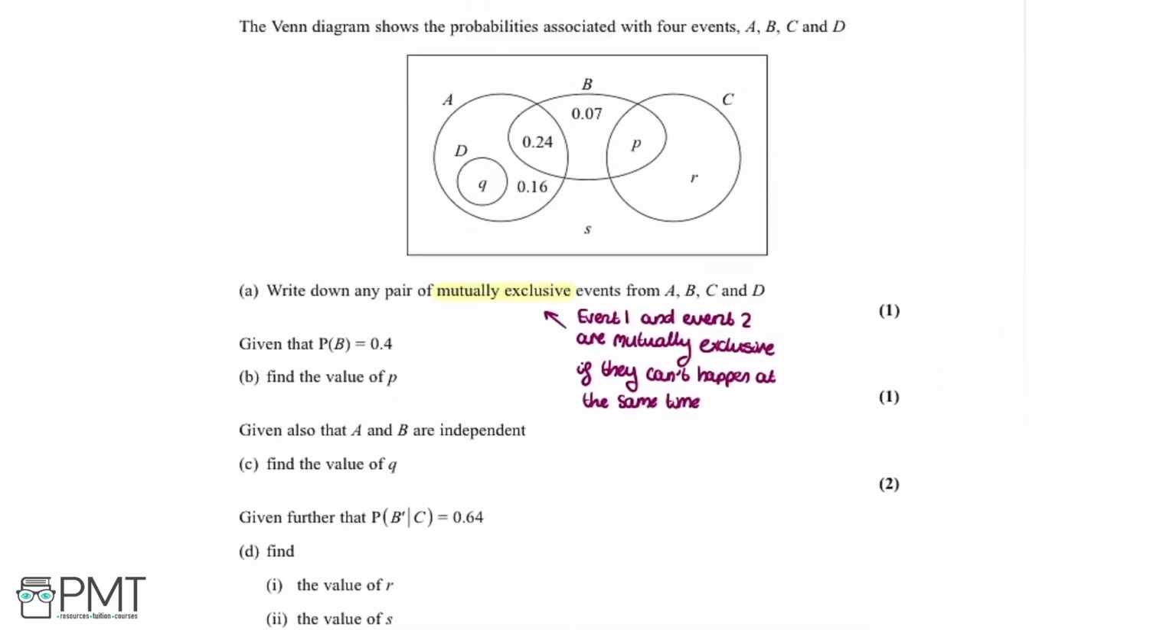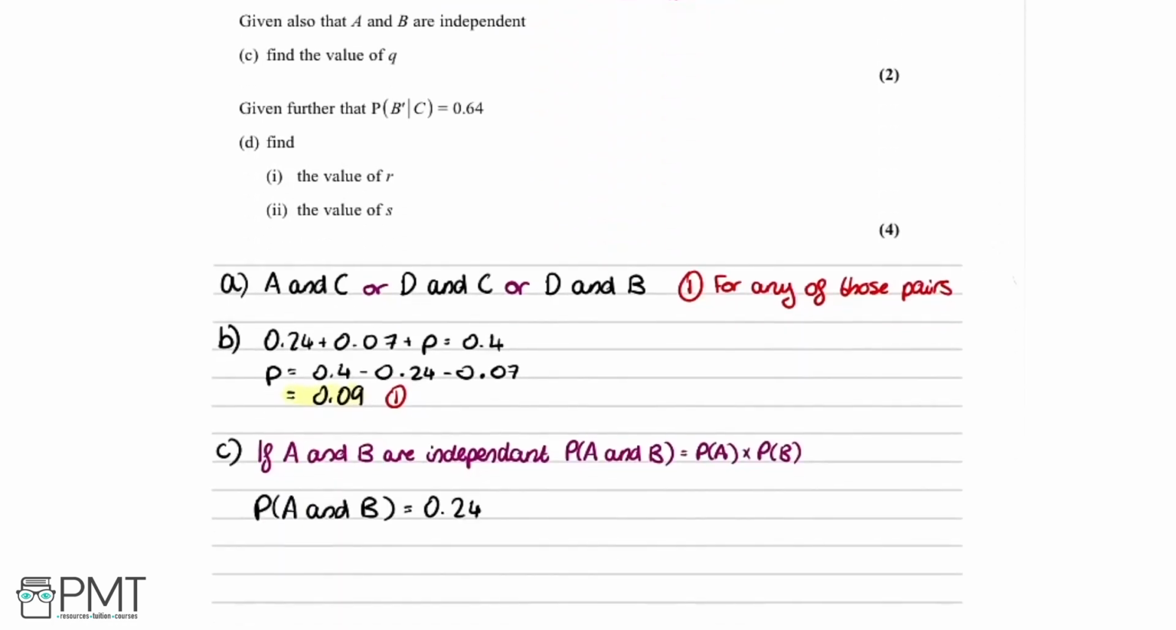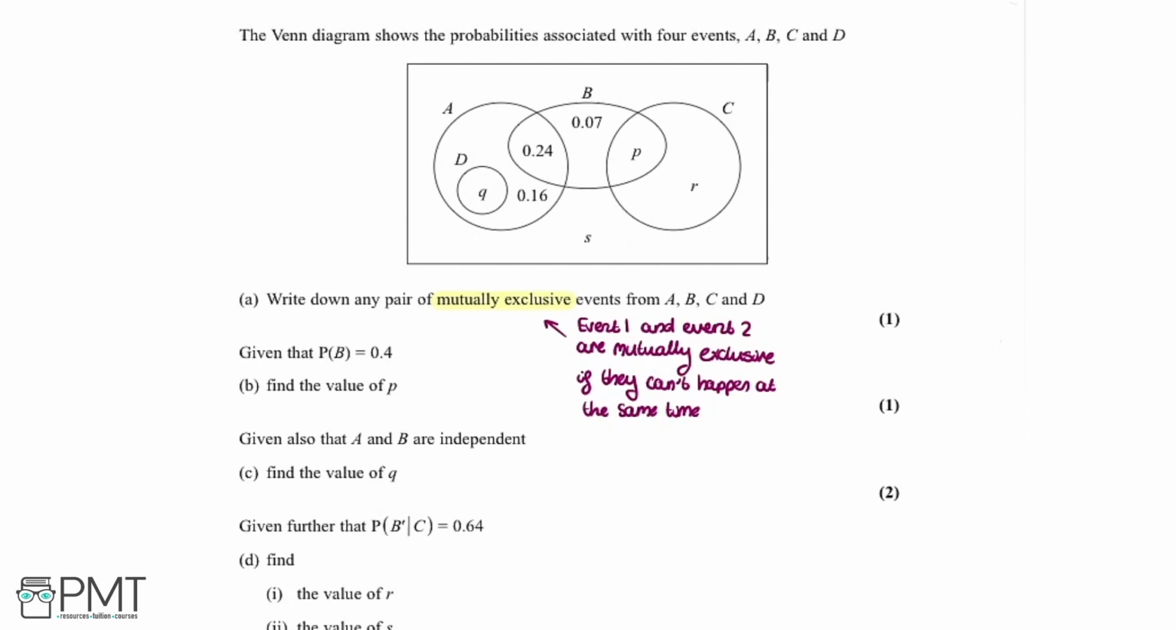And look up at the Venn diagram here, we see, okay, so here we've got A, here we've got B. So the probability of A and B is this part here, so 0.24. And we know the probability of B is 0.4 because we were told that previously. Therefore, 0.24 is going to equal the probability of A multiplied by the probability of B, which is 0.4. So the probability of A equals 0.24 divided by 0.4, which equals 0.6.